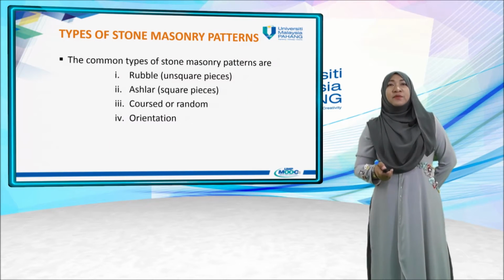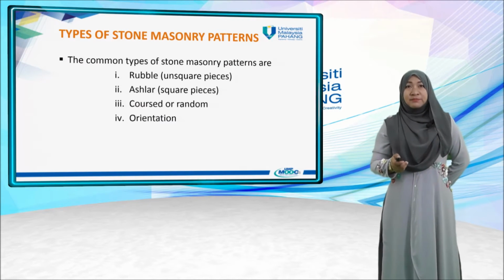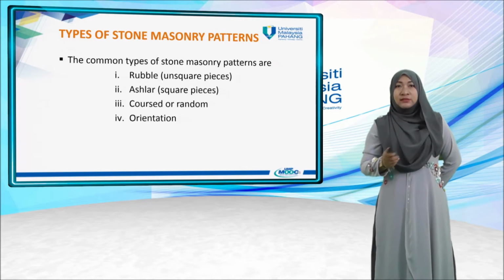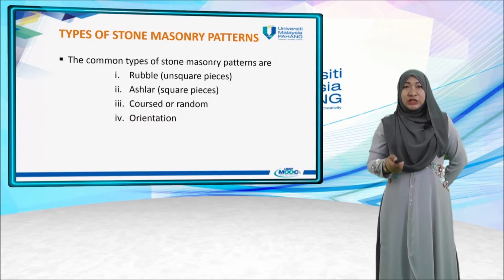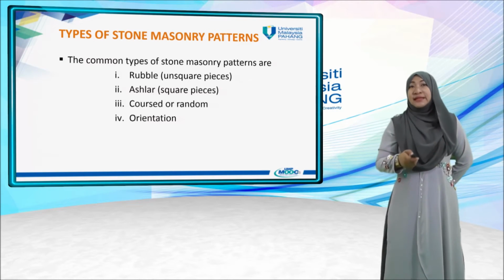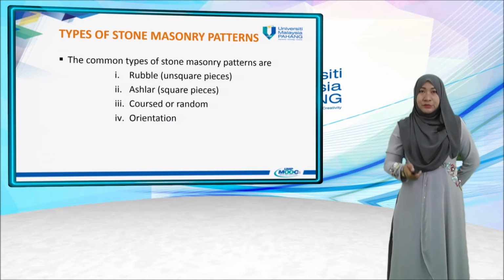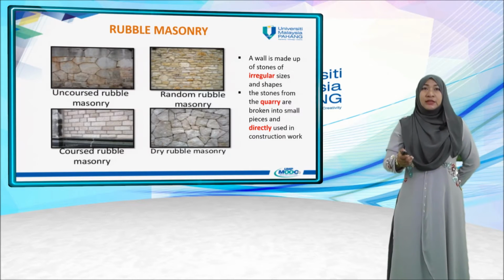And then the types of stone masonry patterns. The common types of stone masonry patterns can be classified into four. Number one is rubble. Rubble means unsquared pieces. Number two, ashlar. Ashlar means square pieces. Number three, coarse or random stone. And number four is orientation stone, which you can see from the photo shown.